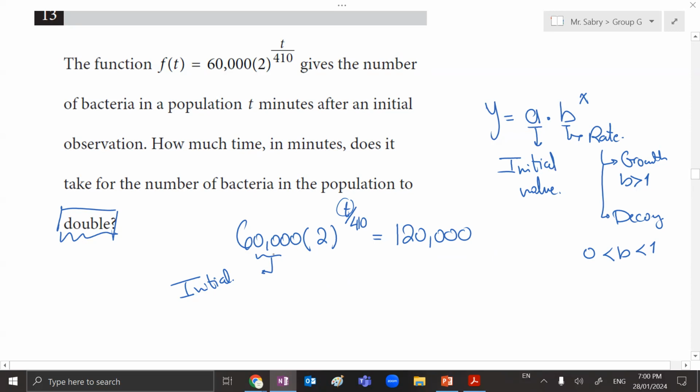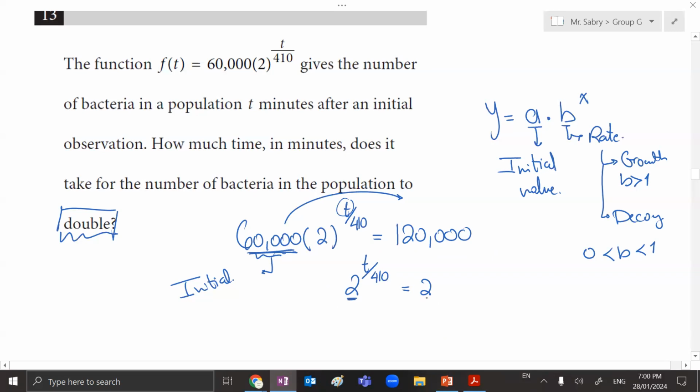Okay, now how do I solve? I'll move this 60,000, which is multiplied by the 2, to the other side by division, so it becomes 2 to the power t over 410 equals 120 divided by 60,000, which comes out to 2.